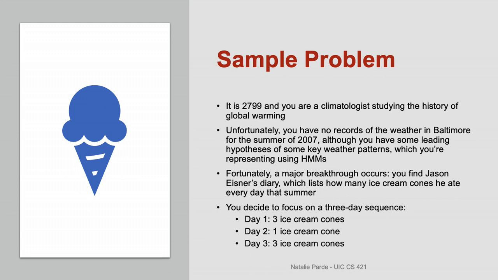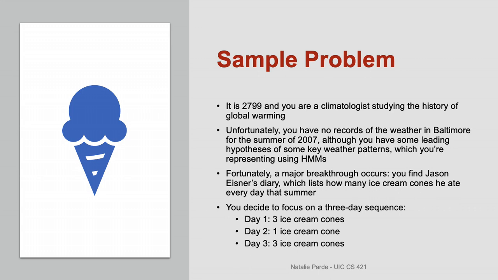You have a few HMMs that you're considering as you fine-tune your model for that. Then, all of a sudden, you have a major breakthrough. You find the diary of Jason Eisner, who happens to be an NLP professor at a university in Baltimore. And in his diary is just a list of how many ice cream cones he ate every day that summer. So you decide to use the observations from a particular 3-day sequence to see how likely that sequence was to result from your leading HMM.